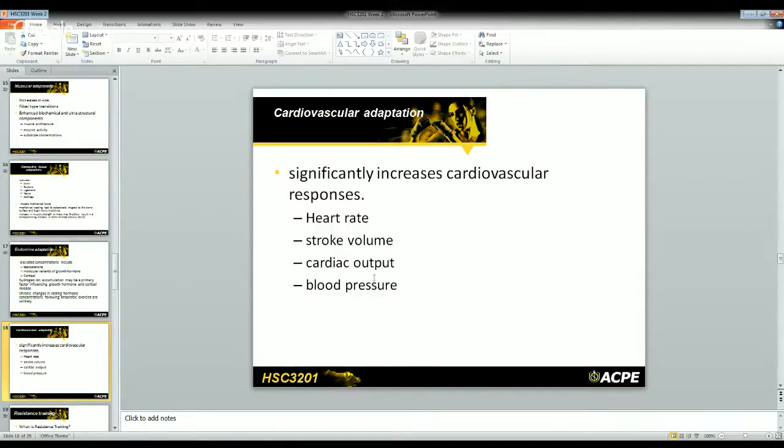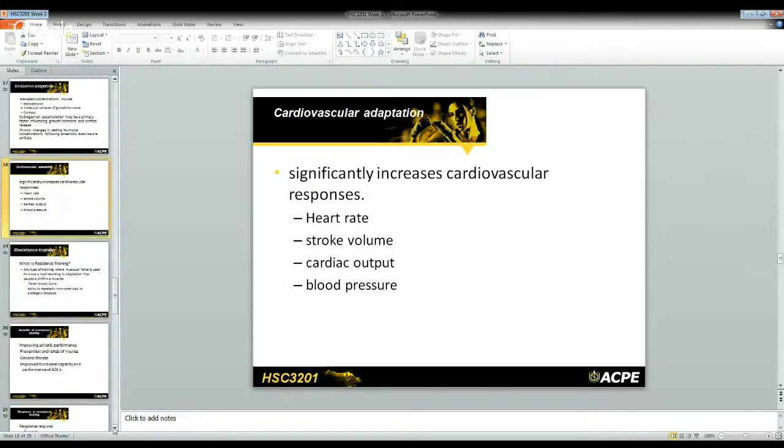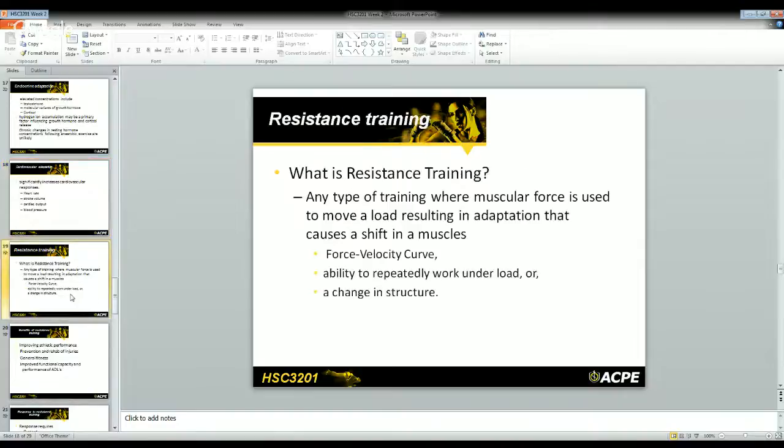And then blood pressure: it's a beneficial effect that it actually engages the elasticity of the vessels. So it has a beneficial effect on reducing our blood pressure.